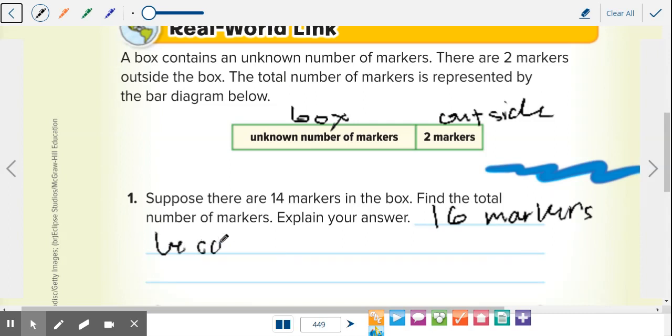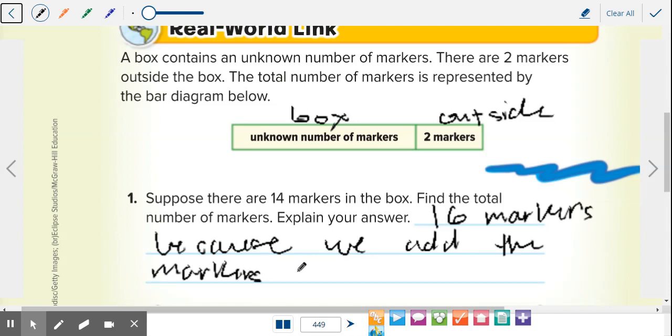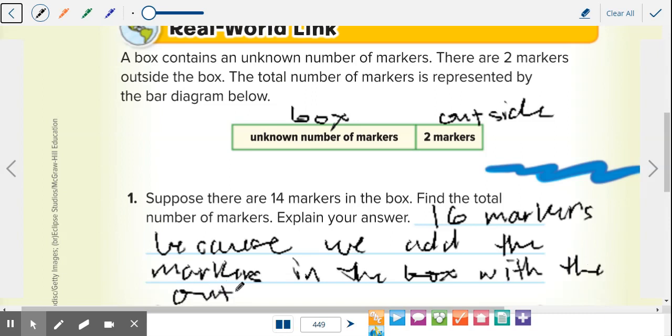because you have to do what? What'd you say? Add 14 plus 2. Where'd you get the 14 at? Because it says 14. I know, but where are the 14 coming from? I don't know. Where are they at? In the box. In the box. There you go. So because we add the markers in the box with what? With the outside markers. And that's how you explain it.